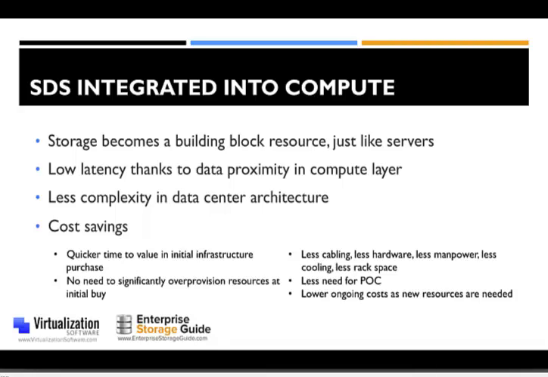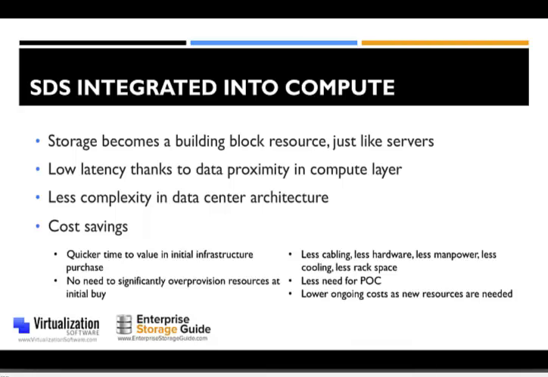There's no need to significantly over-provision resources at the initial buy. You buy what you need for now, and then as you need more, you just buy another appliance. And this is the same way it is with vSAN as well. You don't have to worry about buying all of that storage capacity up front or all of that compute capacity up front. You buy what you need and then grow as you need. So you don't have to spend a lot of money and have it just sunk there and sitting in your data center. There's less cabling, less hardware, less manpower, less cooling, less rack space. There's lots of less benefits that we can think about when we start taking a software-defined storage integrated into compute approach to storage.